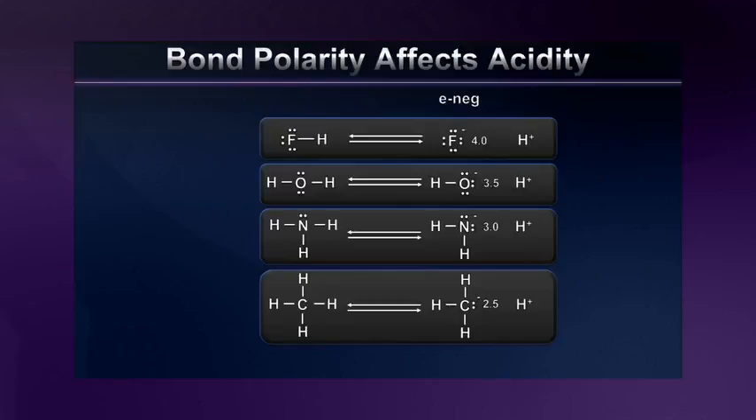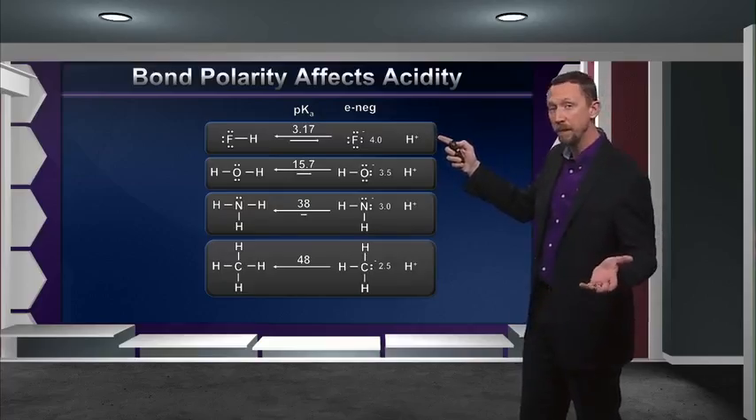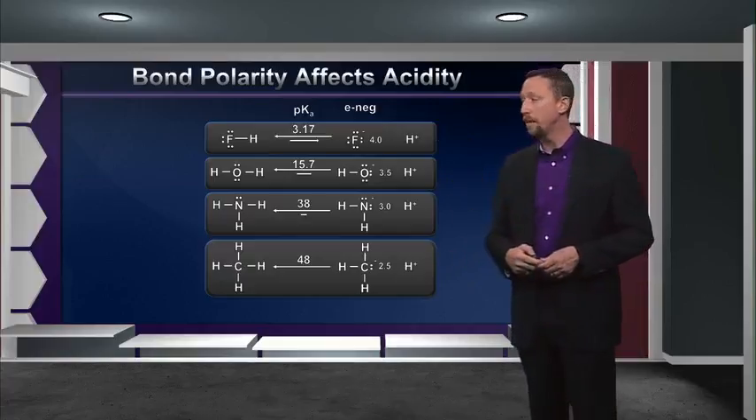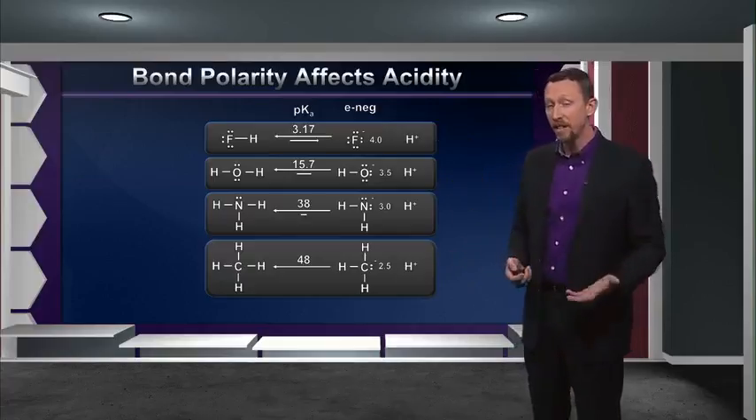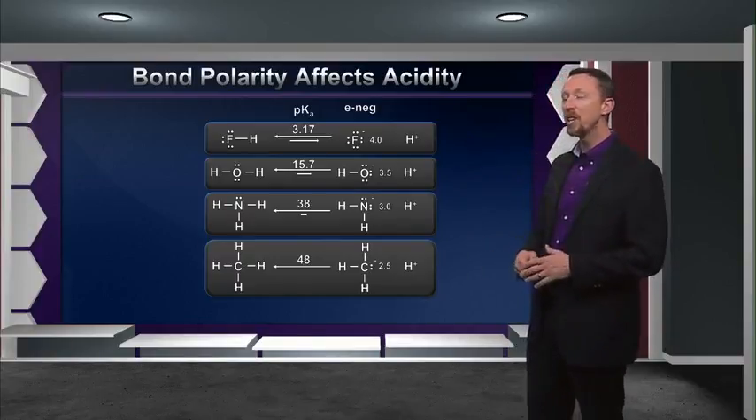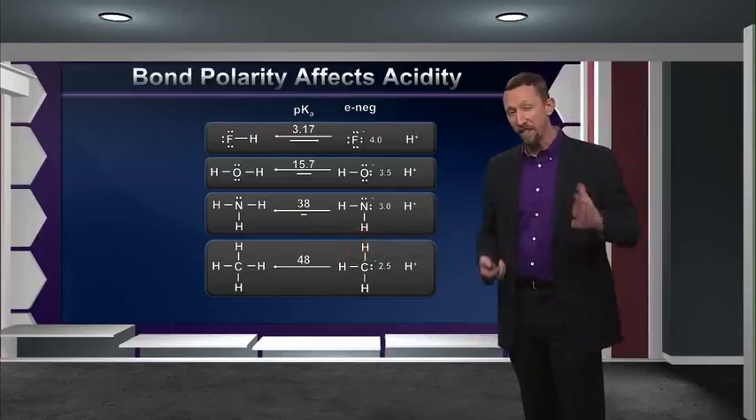And what that means is the equilibria here are affected. Exactly how they're affected is this way. HF is going to be the strongest acid because it has the most stable conjugate base. And methane at the other extreme is actually not even considered an acid at all, really, because the process of removing this proton is so terribly disfavored that its pKa comes in somewhere around 50.